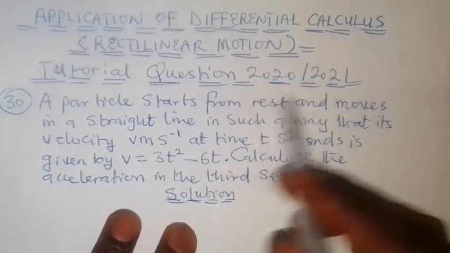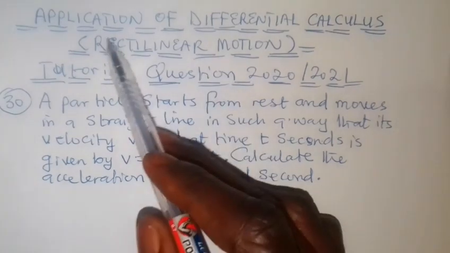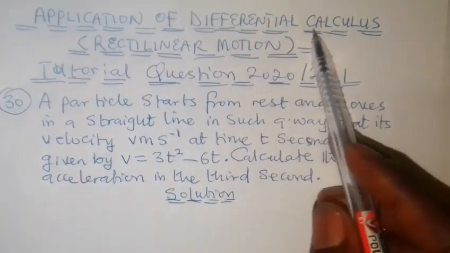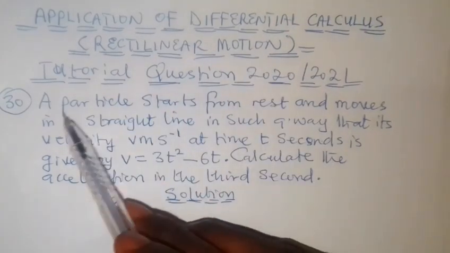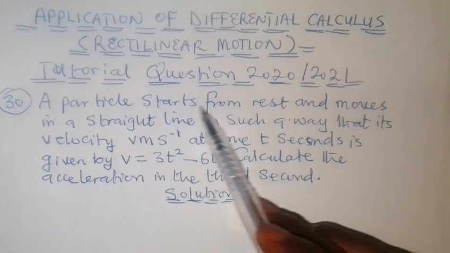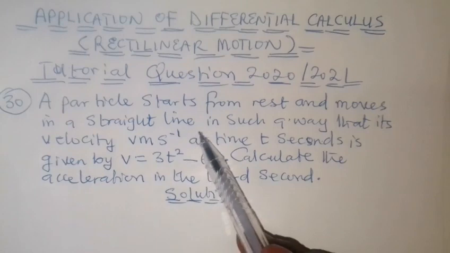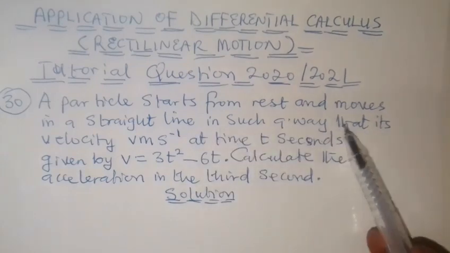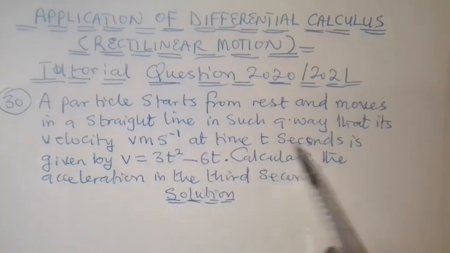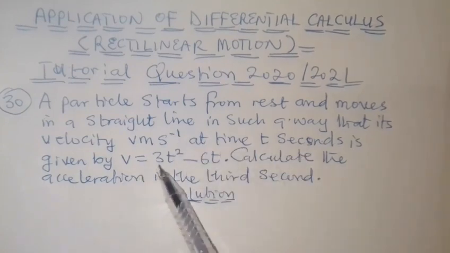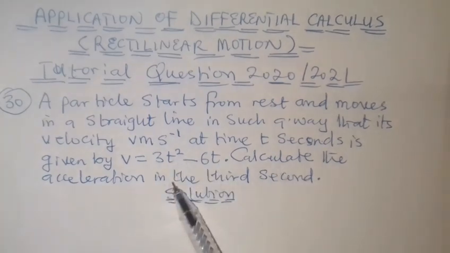For our tutorial question today, we are in question 30, and this question 30 is drawn from application of differential calculus, and the specific area is rectilinear motion. Now the question reads, a particle starts from rest and moves in a straight line in such a way that its velocity v meter per second at time t seconds is given by v equals 3t squared minus 6t. Then calculate the acceleration in the third second.